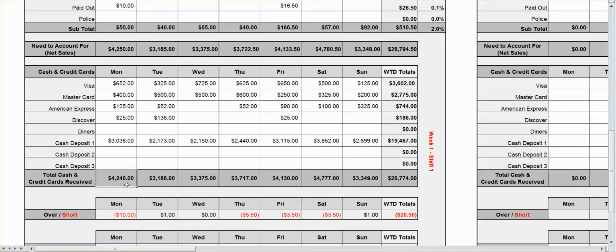Revenue, $4,240. All right, so you take $4,240 and you subtract out your net sales, $4,250. That's going to give you your overage and shortage. In this instance, we were $10 short for the day. Monday, we're $1 over. Wednesday, we're dead on. Good job. Thursday, short $5.50. Friday, $3.50. Saturday, $3.50. And Sunday, $1.